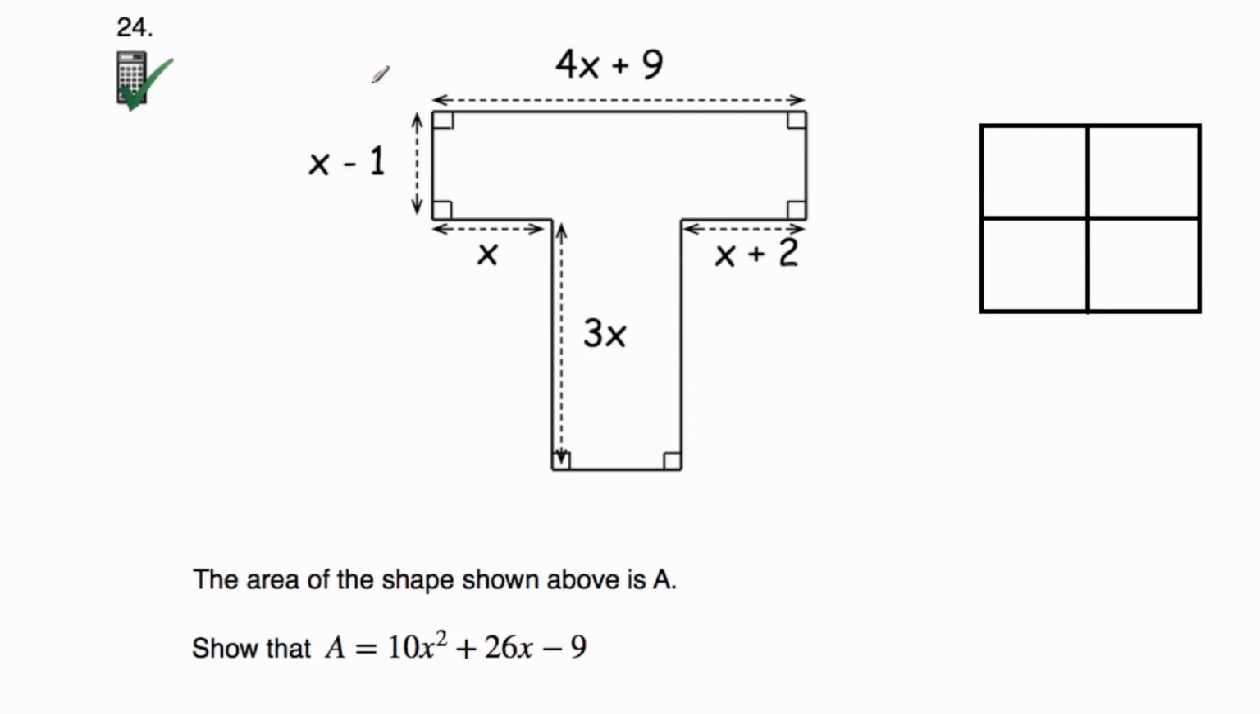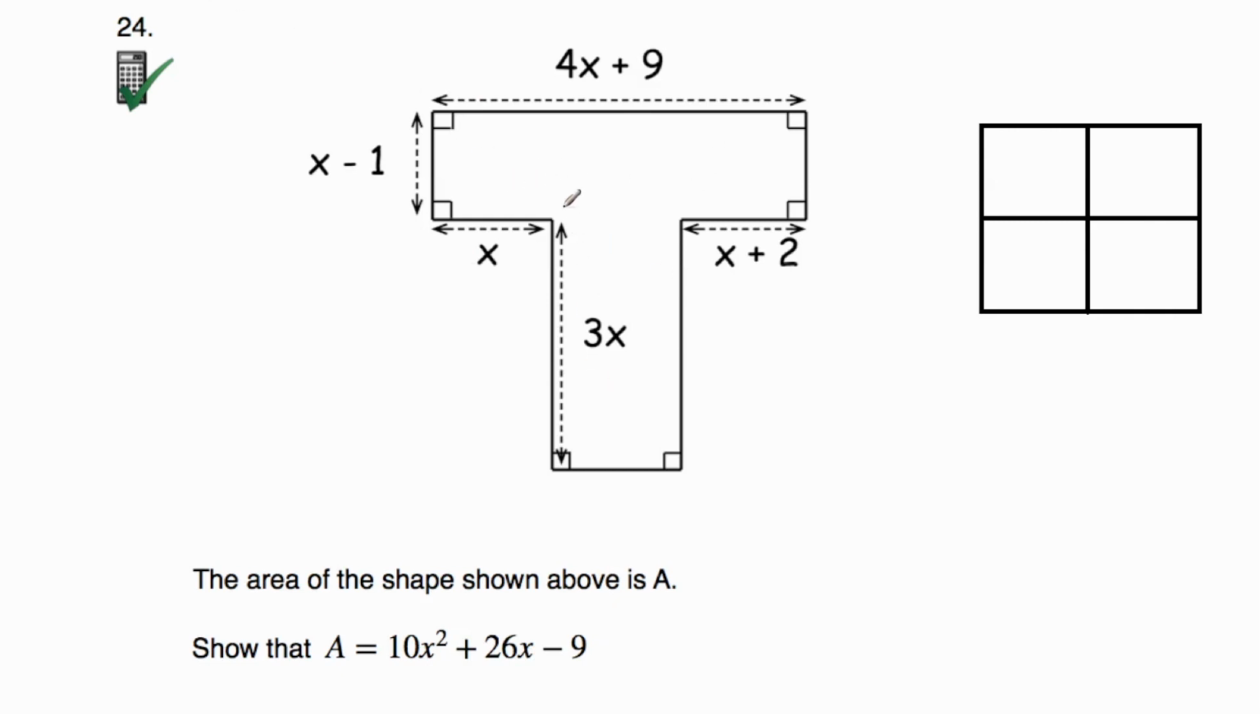Okay, let's have a look at question number 24. So we've got this shape, it's a T-shape, and we're told the area of the shape shown above is A. So the area of this whole shape is A. We've been asked to show that the area is equal to 10x squared plus 26x minus 9. So we need to find the area of this shape.